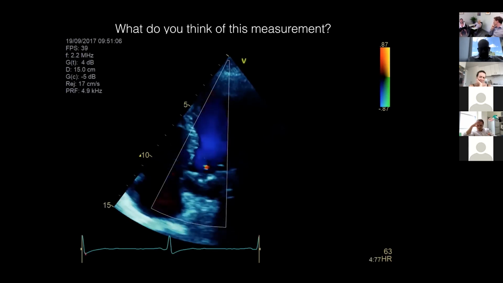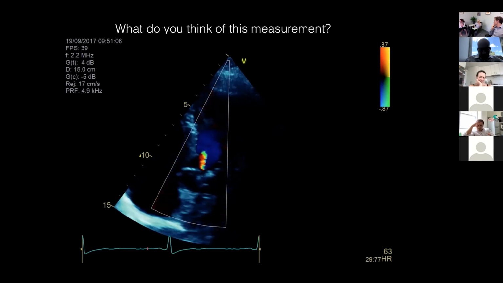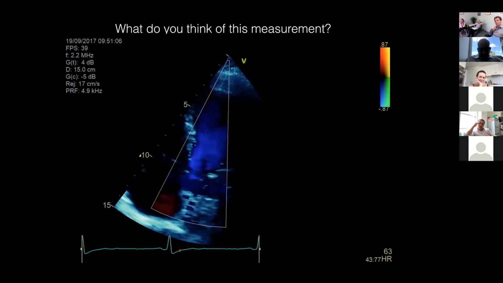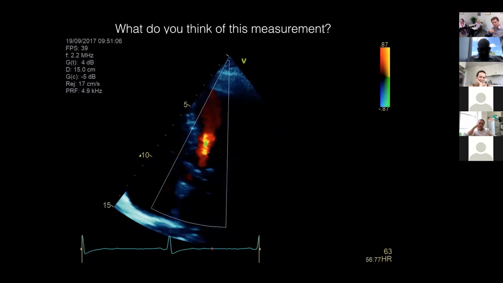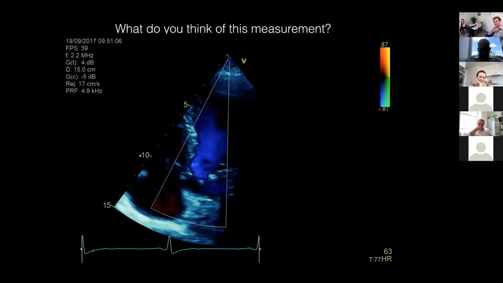So if you wanted to get the regurgitation spectral Doppler, you would need to turn it more on the angle so that you could match the angle. You need to turn the image more on the angle to get a good angle. Nice. Beautiful.